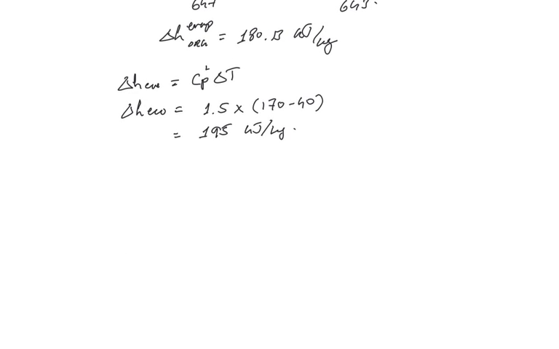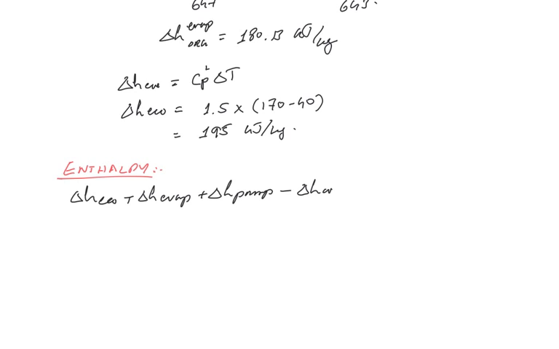So we have the delta H evaporator and the delta H of economizer. If we write the enthalpy balance for this cycle, it is written as delta H economizer plus delta H evaporator plus delta H pump minus delta H condenser minus delta H turbine minus delta H desuperheater, which I mentioned was a point from 5 to 6, it is equal to 0.